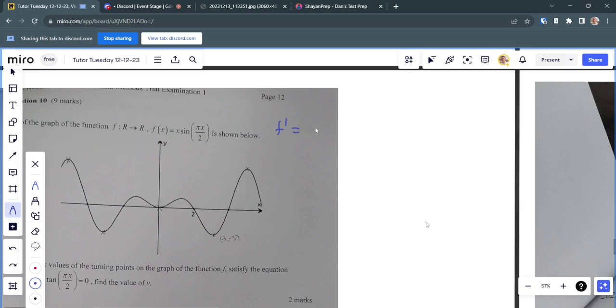So it'll be the derivative of that first function, which is just 1, then plus the second function, sine of pi x over 2, plus the derivative of the second function times the first function. So x times the derivative of sine, which is cosine of pi x over 2, and then we have to multiply by the derivative of what's inside, so pi over 2.